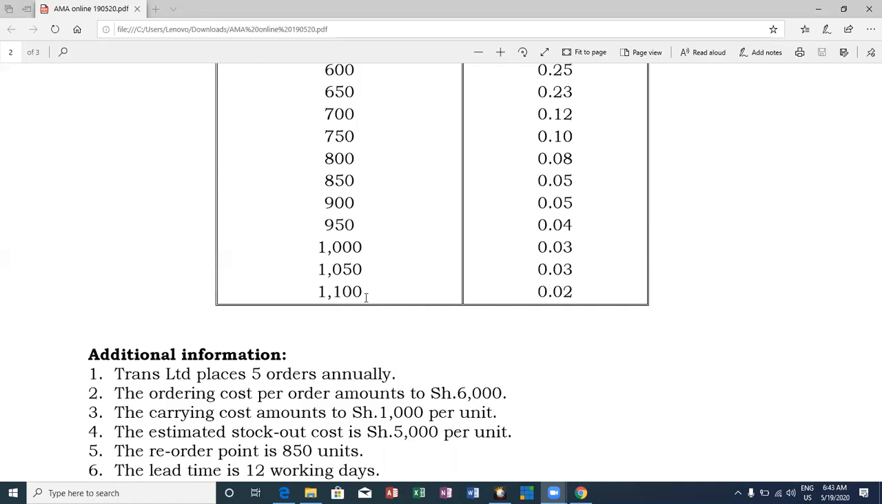Now from there, I'll come and create a column for stockouts. Stockouts, remember they must be annualized by multiplying with the number of orders made. So we are asking ourselves from that table, if we are going to supply 850, what are the possibilities of us running out of stock? We have 850, 900, 950, 1,000, 1,050, 1,100. Could you kindly give me the probabilities?